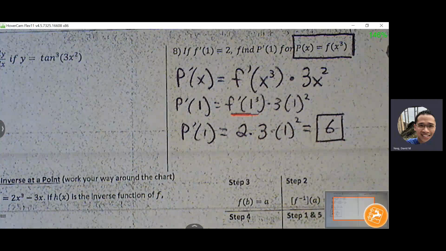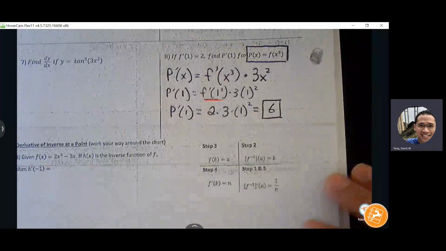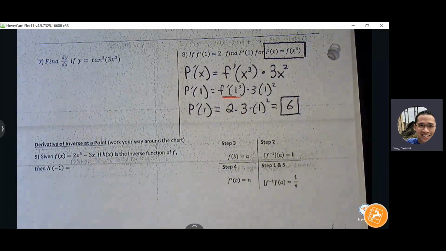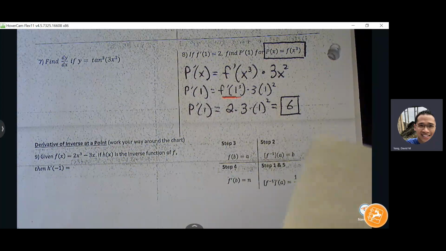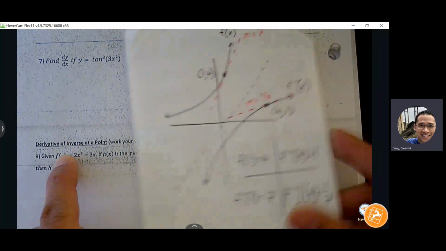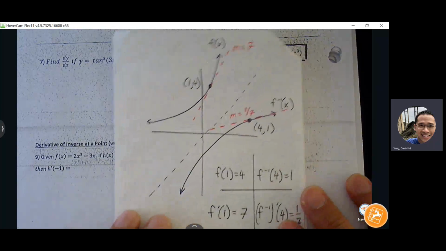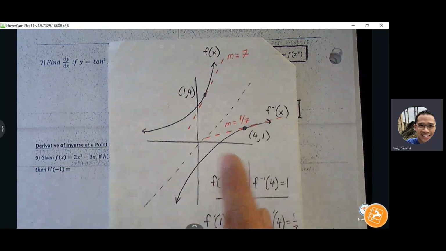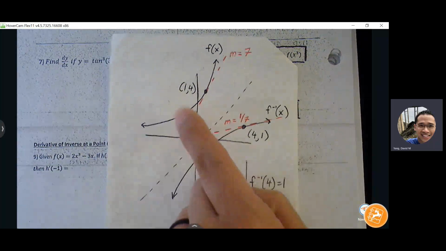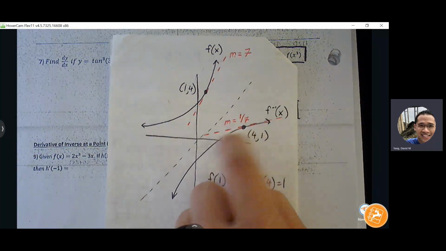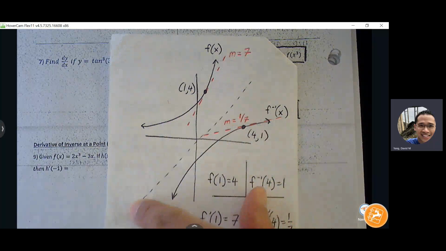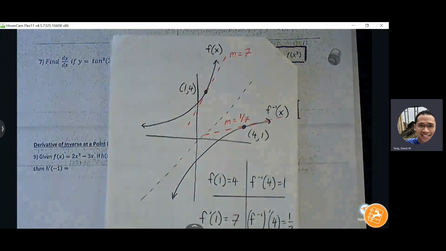Okay, derivative of inverse at a point. I like to work my way around this chart. But let me give you a big picture first, the visual representation of this process. So this is the big idea. If I have a function and its inverse, you can fold over this dotted line, y equals x, and the two curves will always overlap each other. That's when you know you have a function and its inverse.